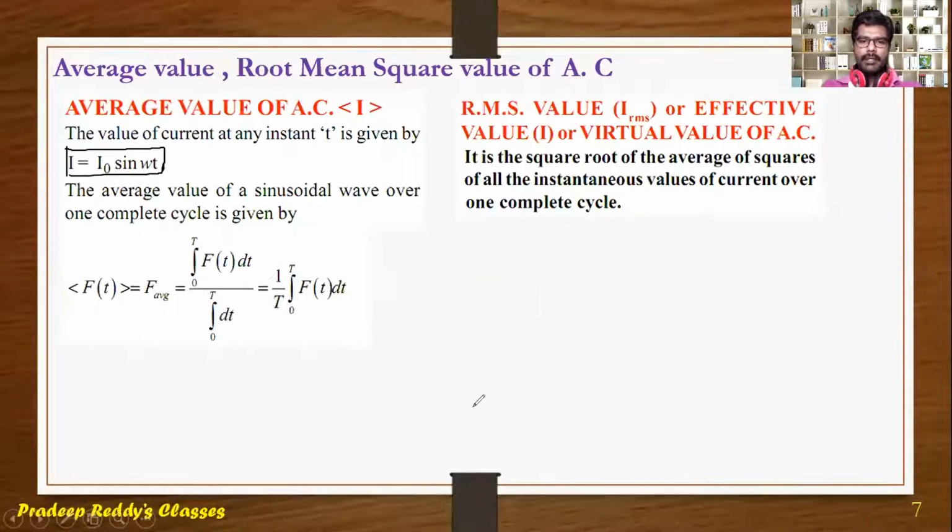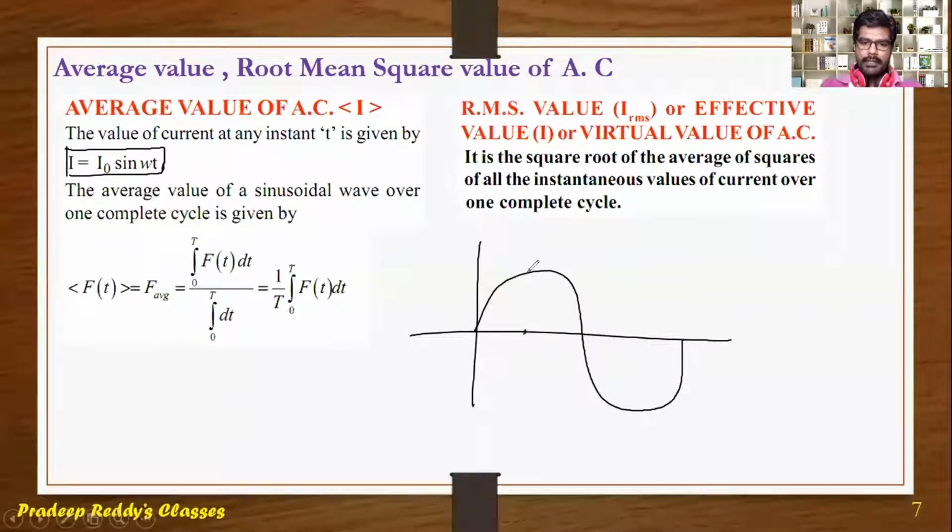For example, if I am taking a sinusoidal function like this, at this particular instant of time, the value of this I is equal to some I naught into sine of omega t, and this t is this time. At this particular time, what is its instantaneous value? How much is the instantaneous value it has? That's the instantaneous current. Now I want to find out the total current through this one cycle. This is one cycle.